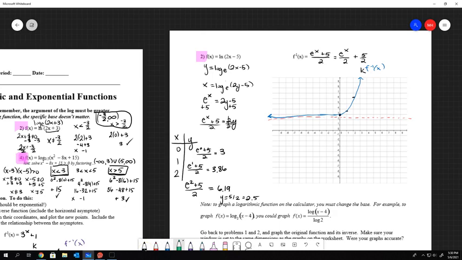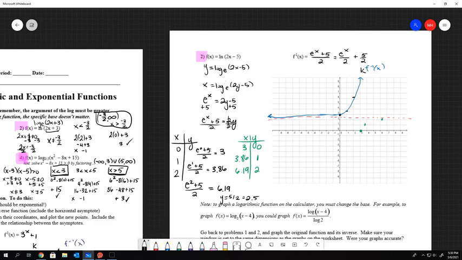Now in order to get f of x, I switch my points. So 0, 3 becomes 3, 0; 1, 3.86 becomes 3.86, 1; and 2, 6.19 becomes 6.19, 2. So I have 3, 0; 3.86, 1; and 6.19, 2.